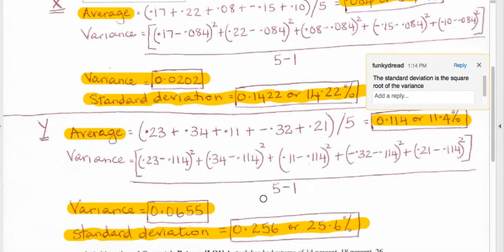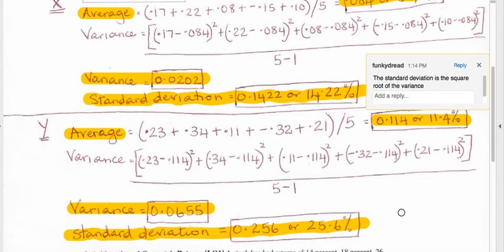5 minus 1, you get a variance of 0.0655. And then to find the standard deviation, once again, you see my note up here. The standard deviation is found by taking the square root of the variance. So the square root of 0.0655 is equal to 0.256 or 25.6%.